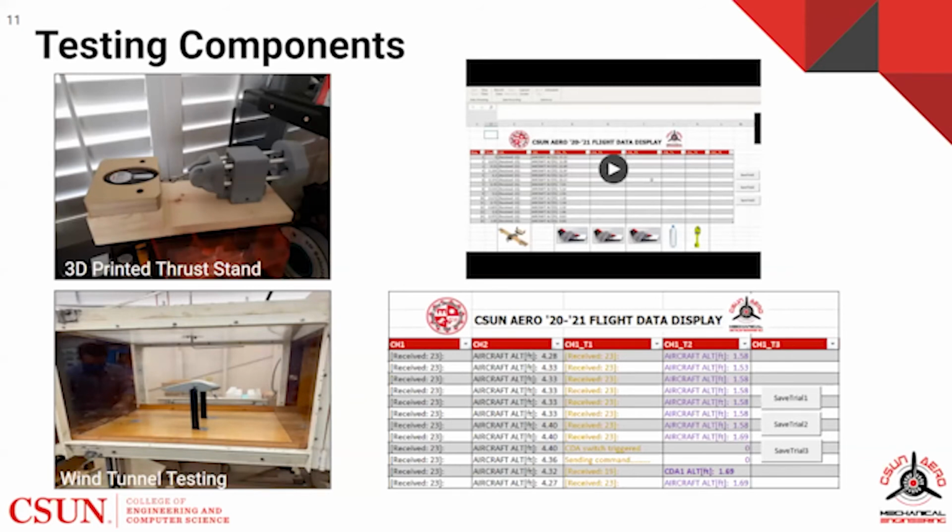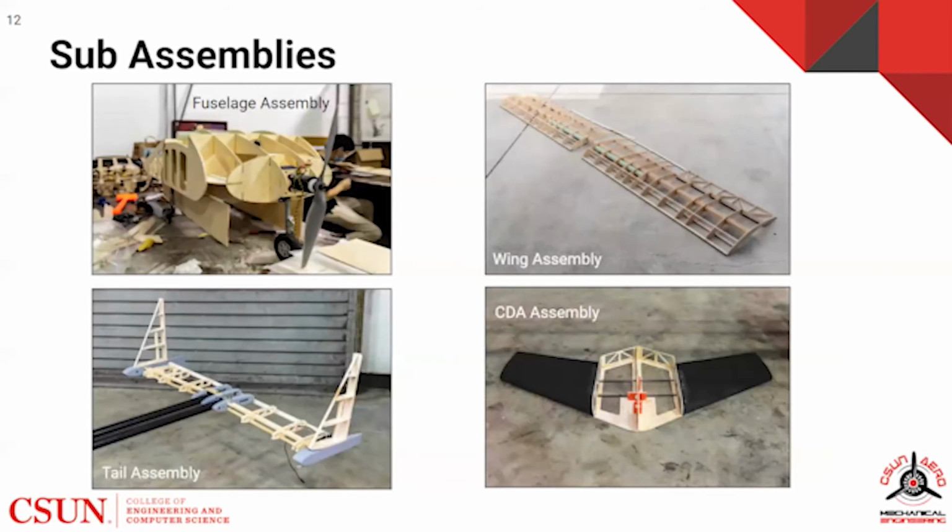Since we designed our payload to produce more lift by resembling an airfoil shape, we did some wind tunnel testing using a 3D printed scaled-down version of our fuselage to gather more information on its aerodynamic properties. Here we have a breakdown of each subassembly from the fuselage, wing, tail, and CDA.